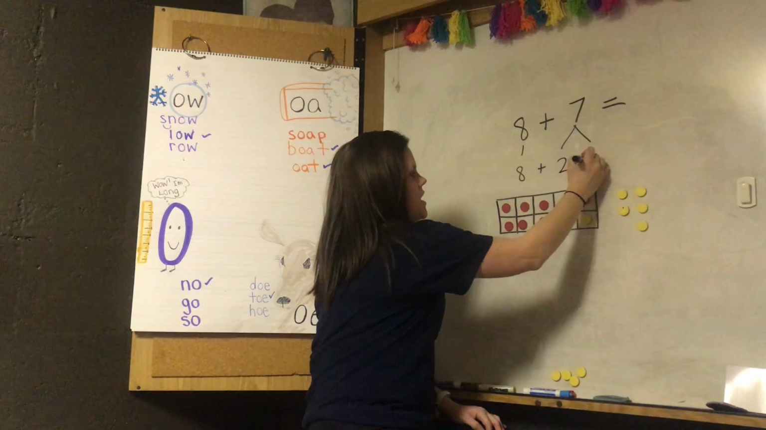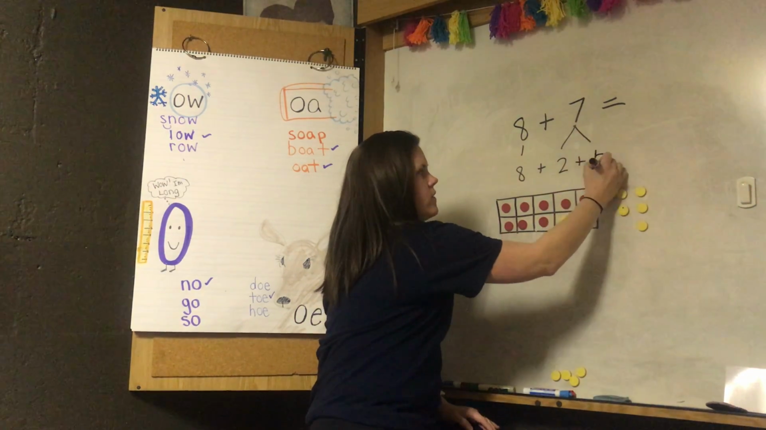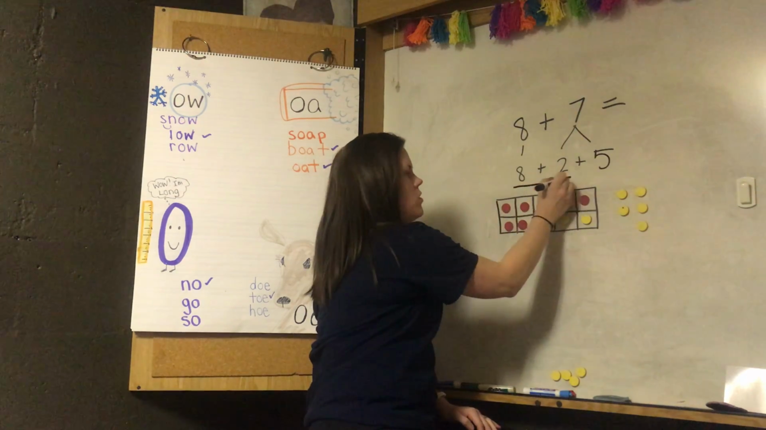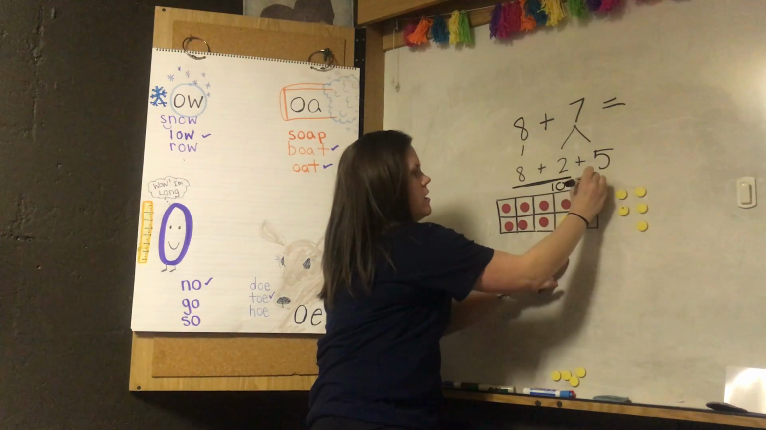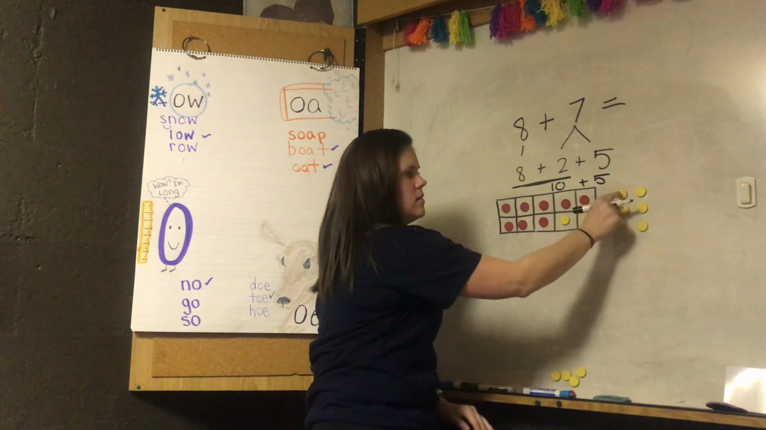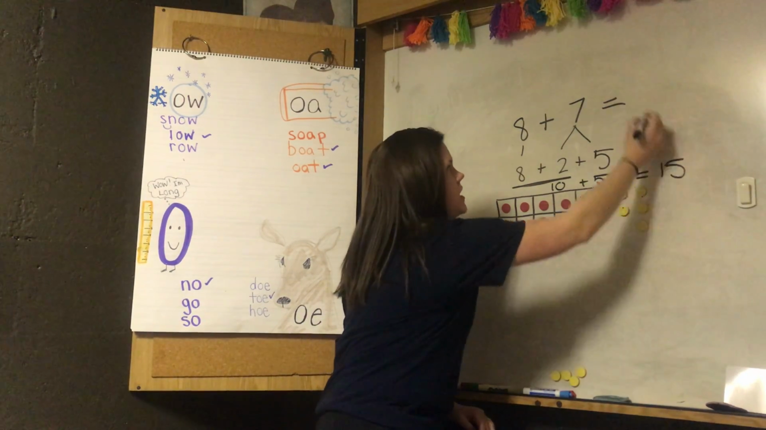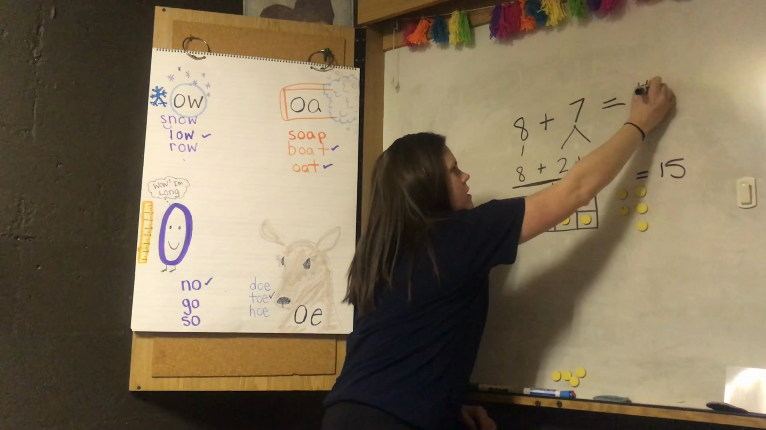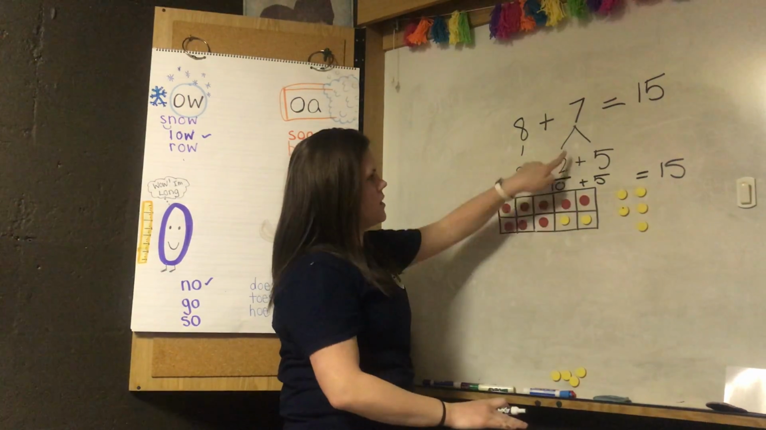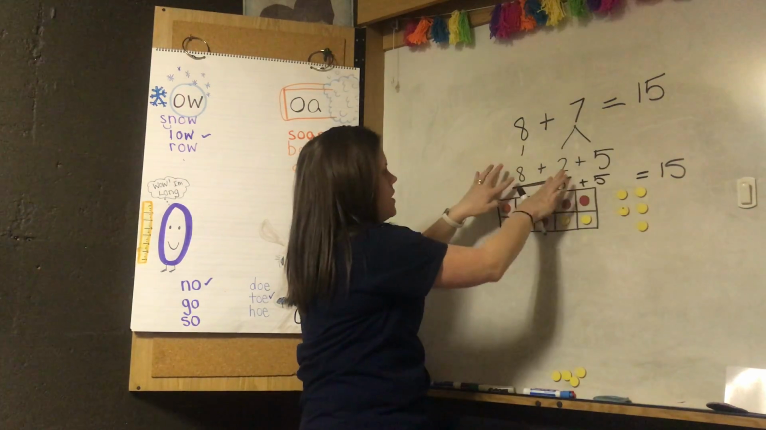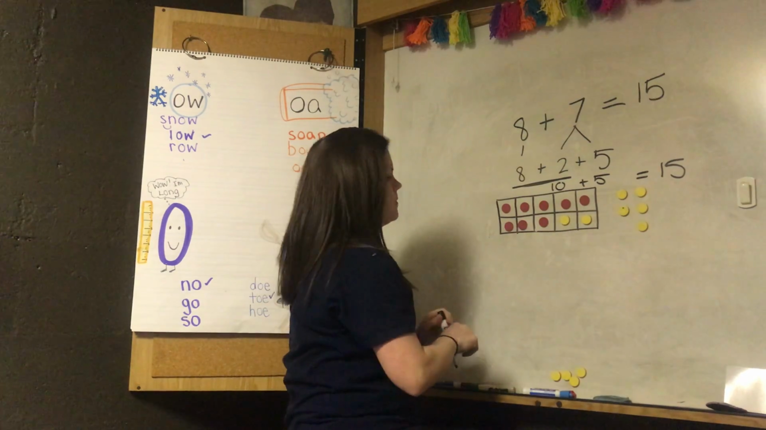Well, I can decompose 7 into 2 and 5. Well, I know that 8 plus 2 is 10. And 10 plus 5, 10, 11, 12, 13, 14 equals 15. The sum of 8 plus 7 is 15. Wow, wow, wow. Do you see what I did by decomposing 7 and creating the number 10? Adding 5 was easy peasy. Let's try one more.